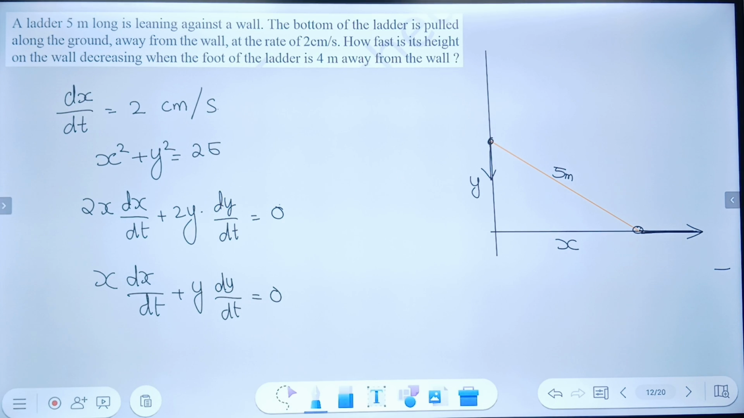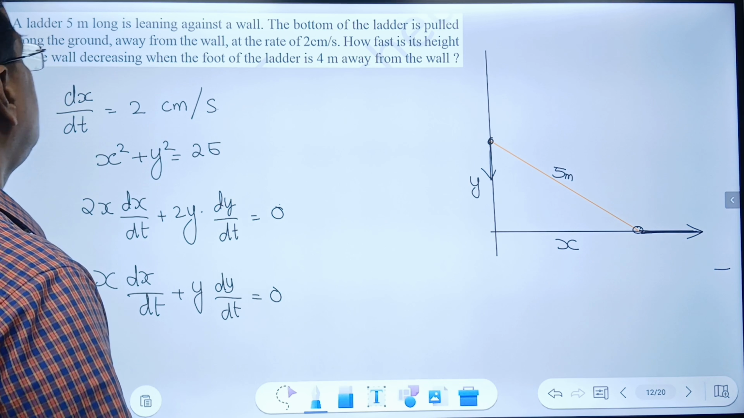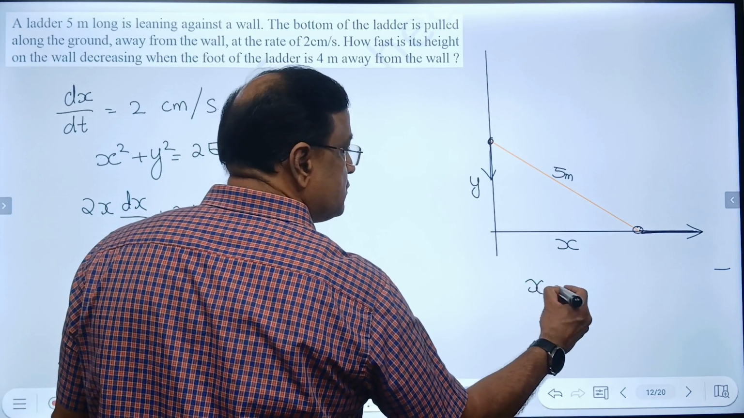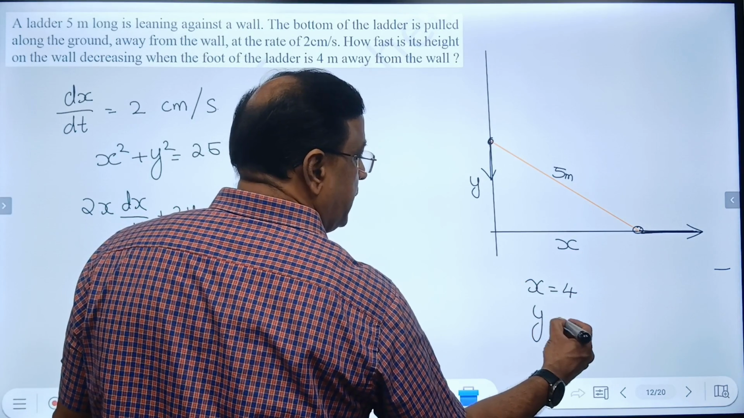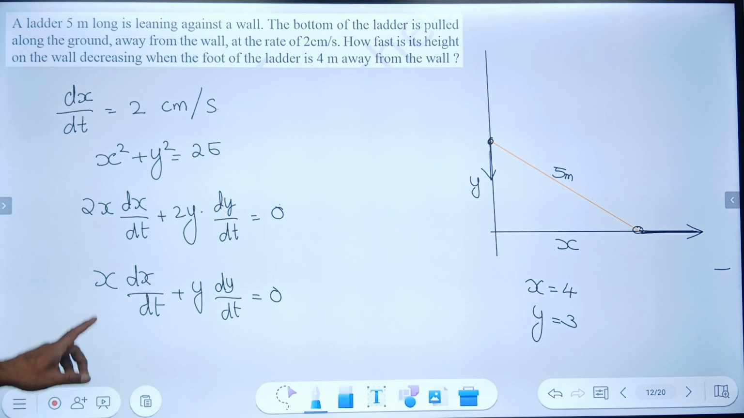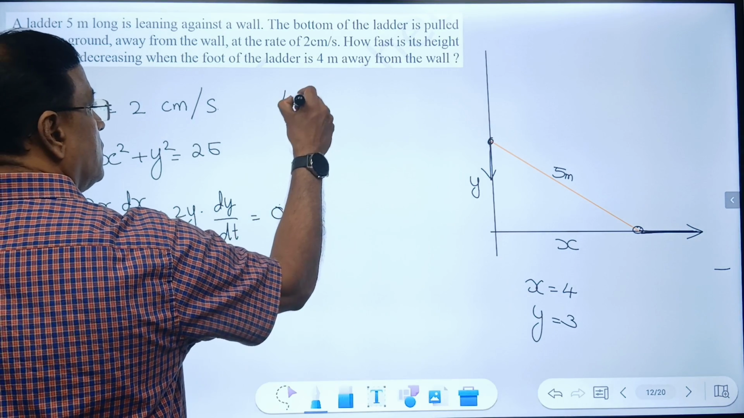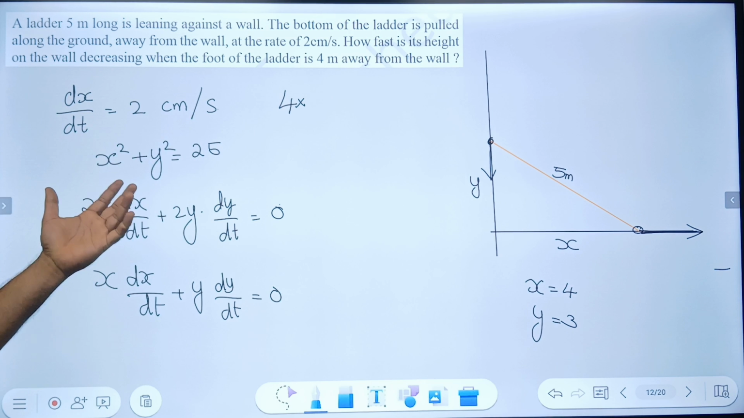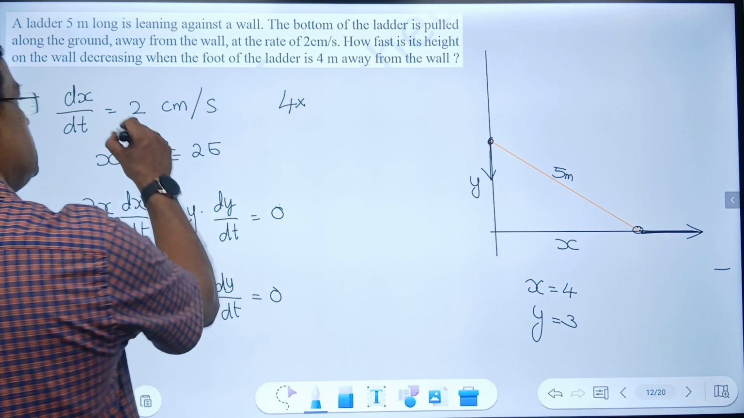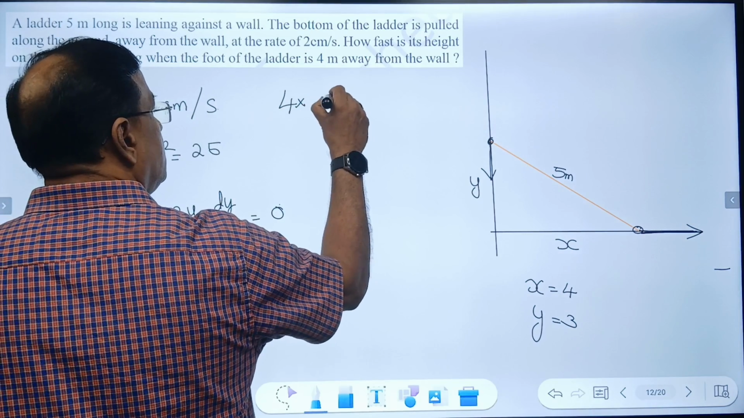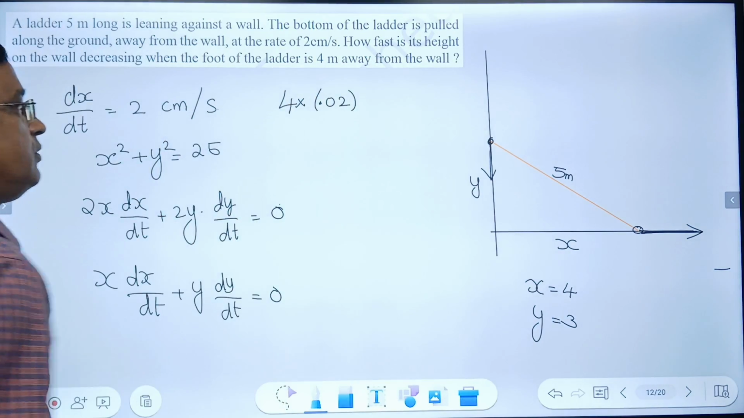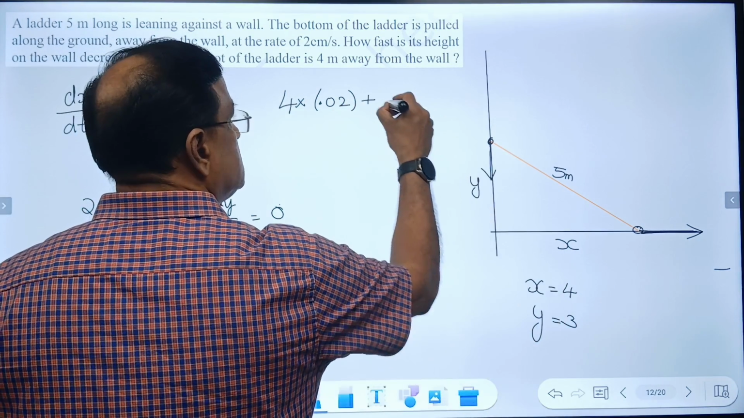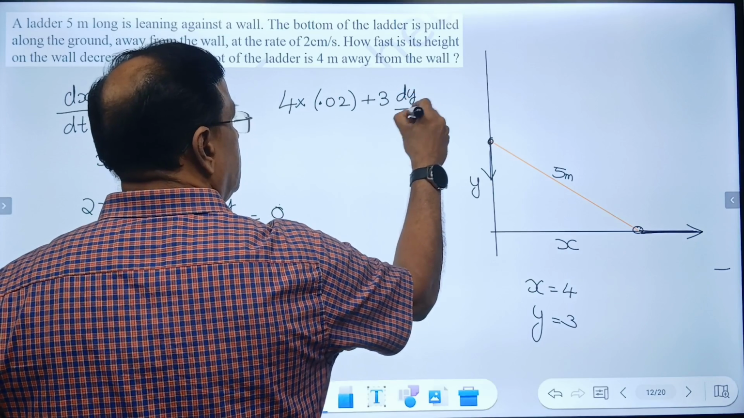Now what is x given as? How fast is the height of the wall decreasing when the foot of the ladder is 4 meters away from the wall? So it is given that x is 4. So when x is 4, by Pythagoras theorem y is 3, correct? Now dx by dt is given in terms of centimeters per second. I have to convert it to meters. How do I convert it to meters? Divide by 100, 0.02 meters per second, plus y. What is y? y is 3, and I have to find dy by dt.